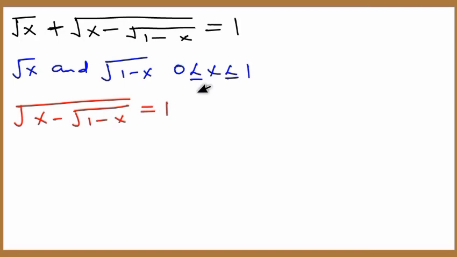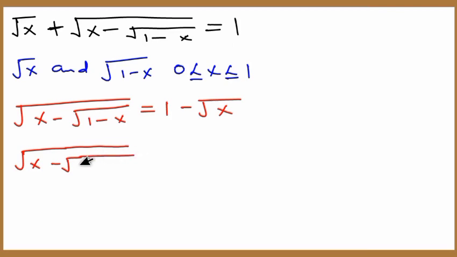This one moves here as negative root of x. So from here, what I have to do is to square both sides of the equation. So squaring both sides, I will have root of x minus root of 1 minus x, all to the power 2, equals 1 minus root of x, all to the power 2.